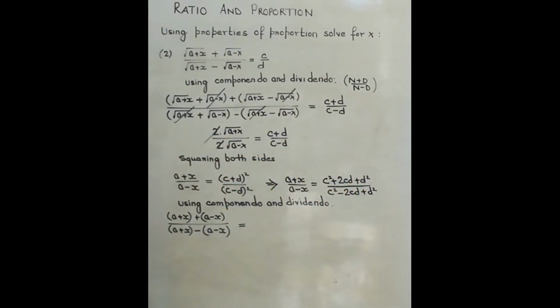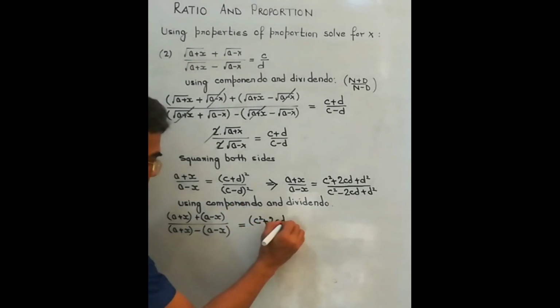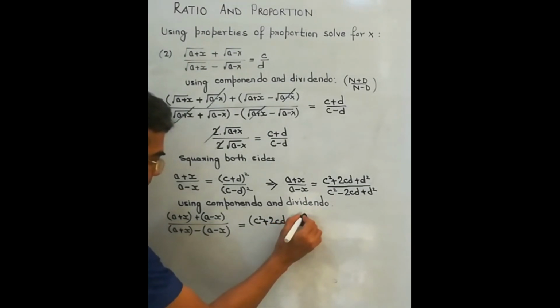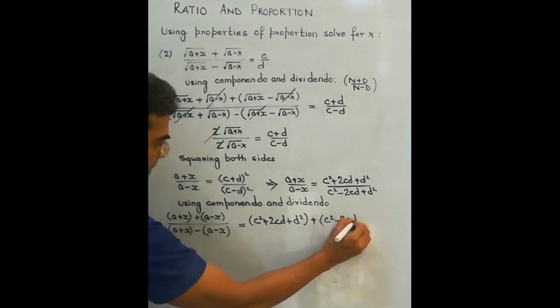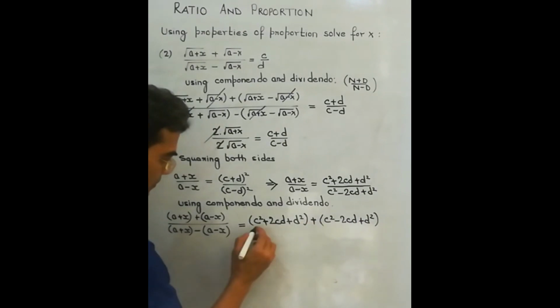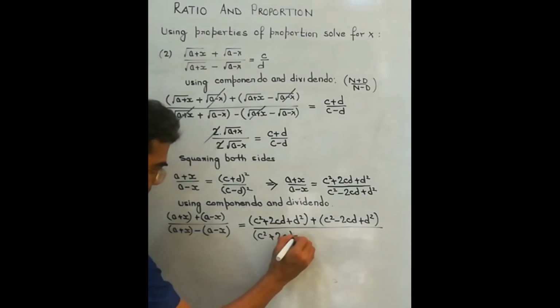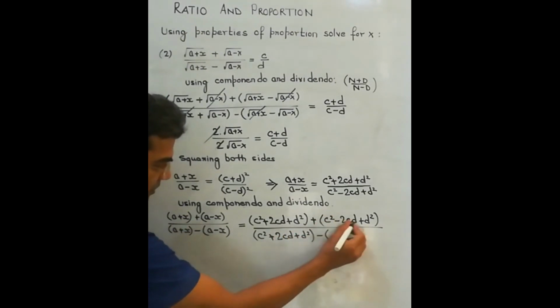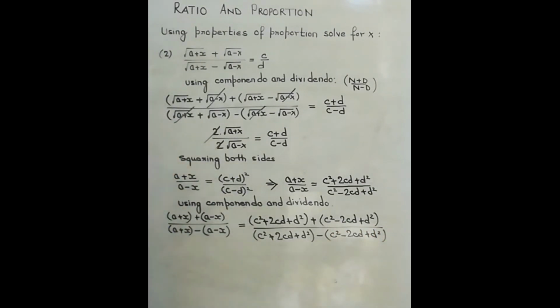Again we will apply over here numerator plus denominator, whole upon numerator minus denominator. Hope this is clear to you. I have applied componendo and dividendo again. So I have to apply the property, remember, on both sides, not only on one side.